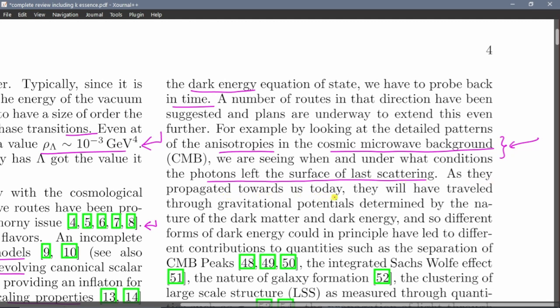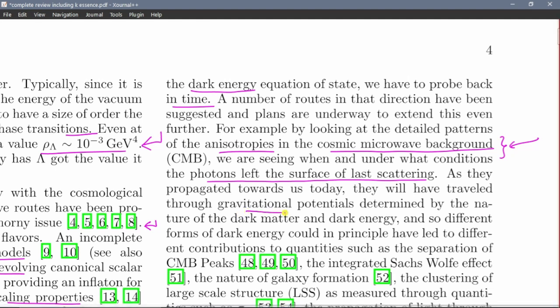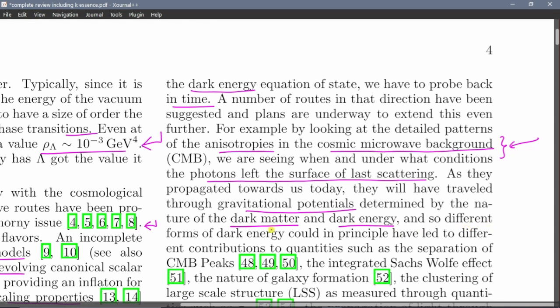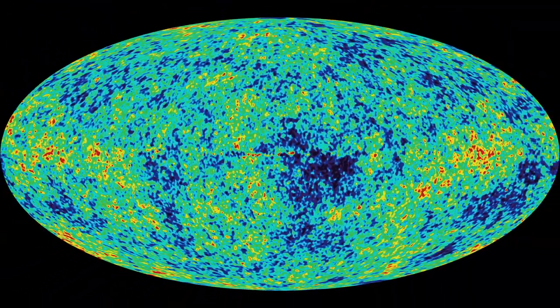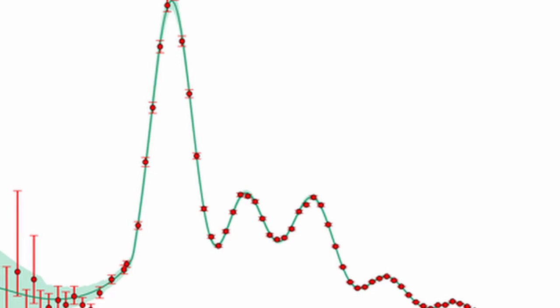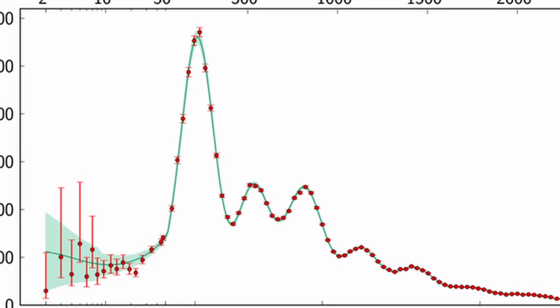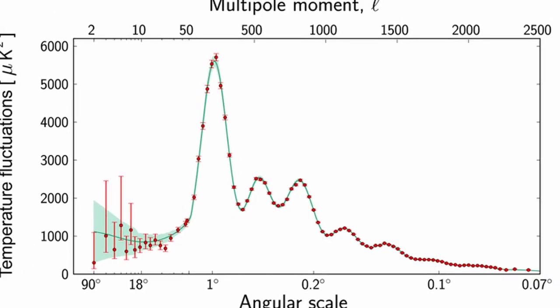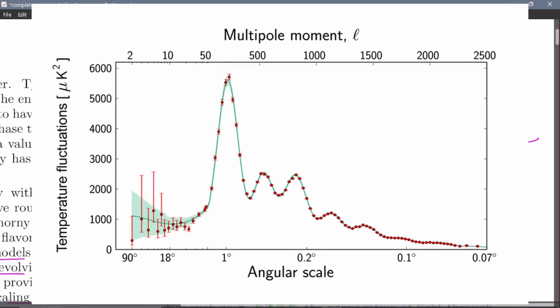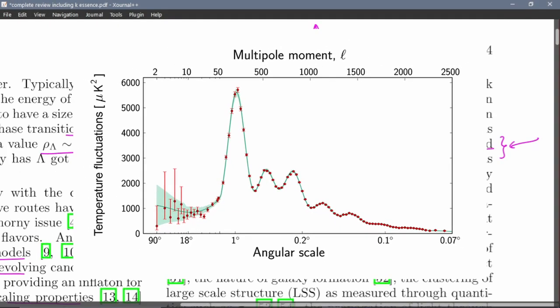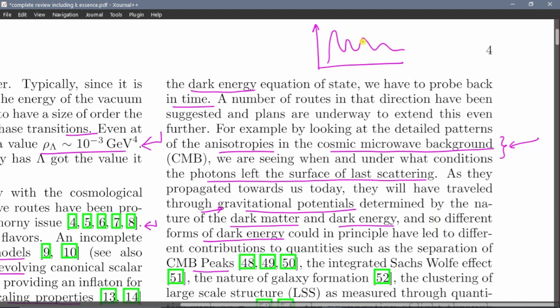As they propagate towards us today, they will have traveled through gravitational potentials determined by the nature of dark matter and dark energy. And so different forms of dark energy could in principle have led to different contributions to quantities such as the separation of CMB peaks. So from the CMB you can have this kind of structure, like these peaks you can see in the CMB. As you can see, these photons from the CMB last surface have to travel through gravitational potentials. Therefore if you can model the different dark energy, they will correspond to different peaks which can be observed in the CMB.